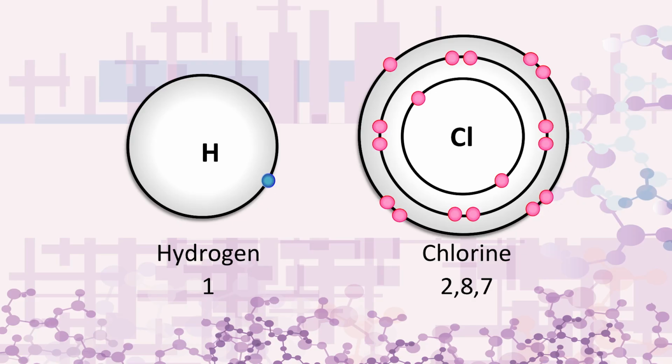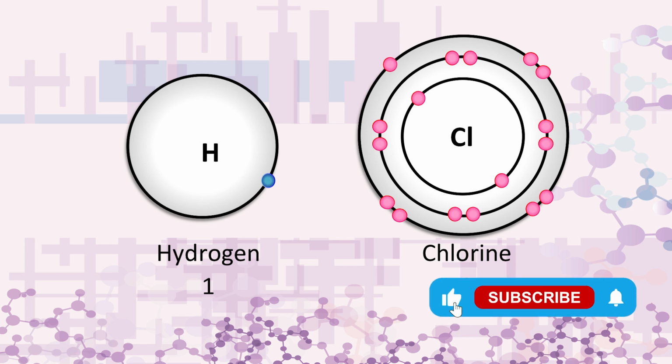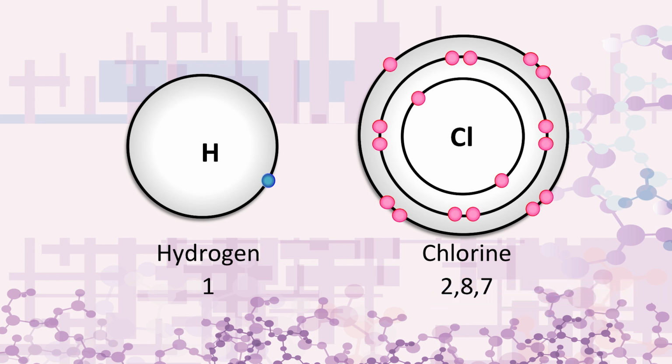Let's take a look at the reaction between hydrogen and chlorine. So a hydrogen atom has one electron, and to become stable it needs to gain an electron, so that there's 2 electrons in that first shell to make it full. A chlorine atom has 17 electrons, and to become stable it needs to gain 1 electron.